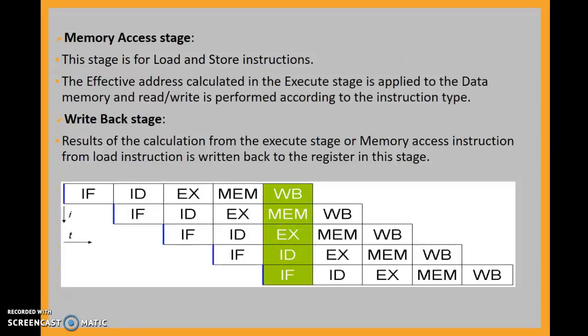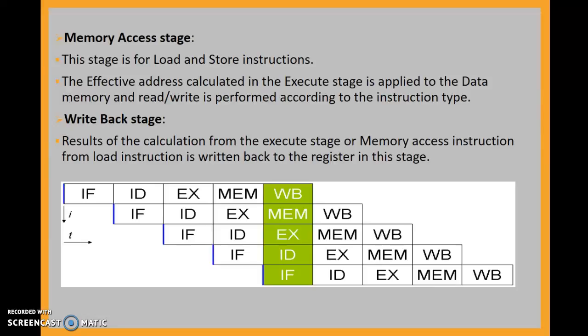Next is the memory access stage. This stage is for load and store instructions. If you want to load the register from the memory, or if you want to store something from the register to the memory, then the memory access stage comes into the picture. The effective address which we calculated in the execute stage is applied to the data memory, and according to the instruction type, a read or a write is performed into the data memory.